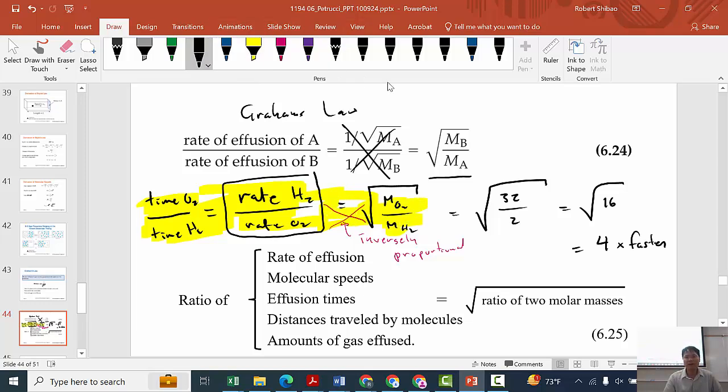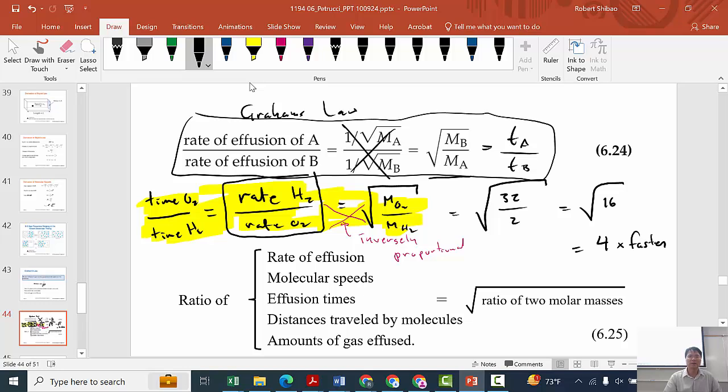So let me modify the equation here. And so we're going to have time of A over time of B, which will be inversely proportional there. And so these are the equations. You don't have to memorize these equations. Graham's law is usually, I'll just give it to you.